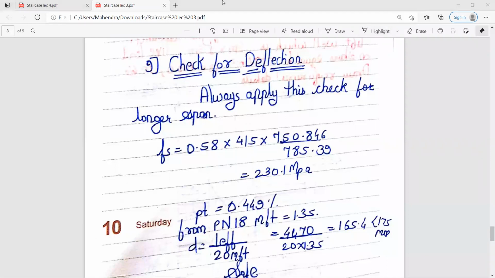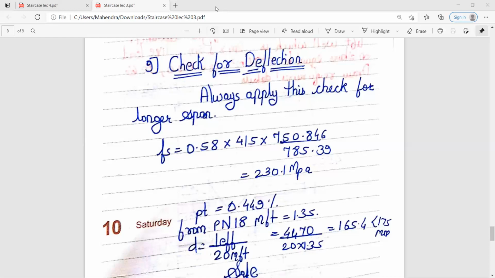Now, we will do the check for the deflection. So always the check for the deflection is being applied for the longer span. So this formula you are going to get from the page number 38 of your IS 456-2000. So from that page number, Fs will be equals to 0.58. What is Fs? Fs is nothing but the tensile stress. So tensile stress in the reinforcement, you are going to check the tensile stress.